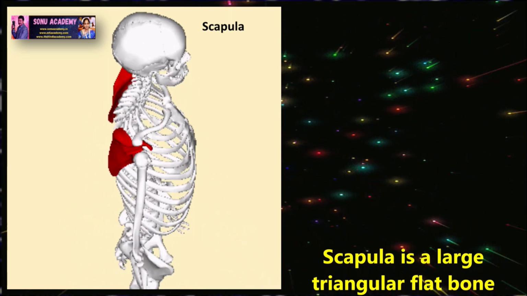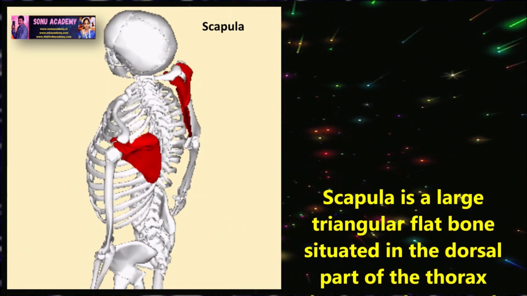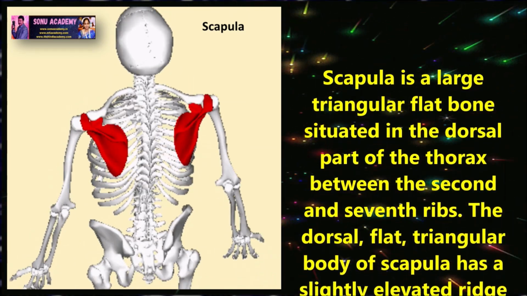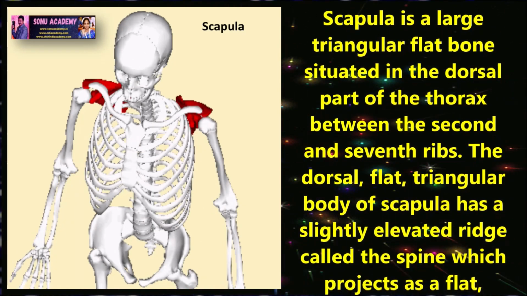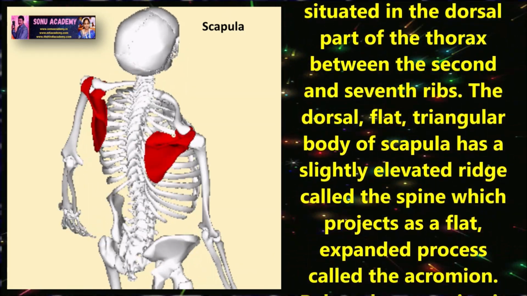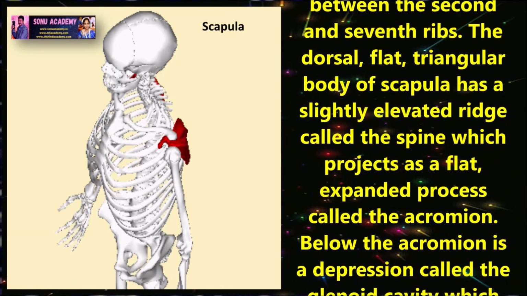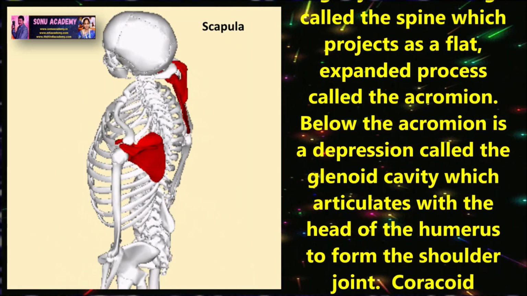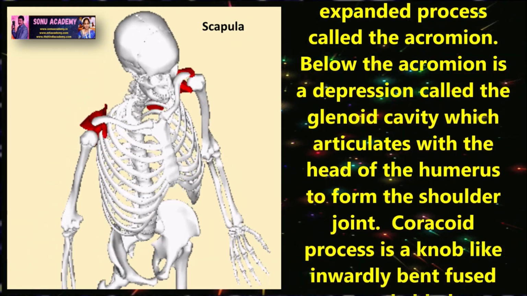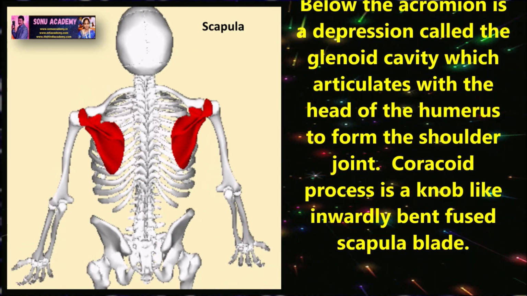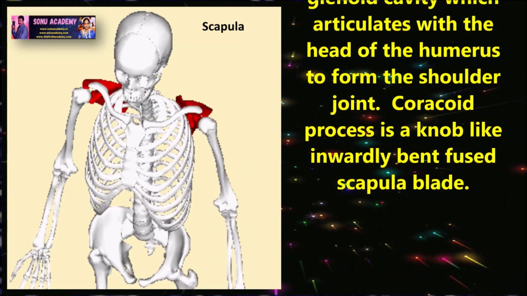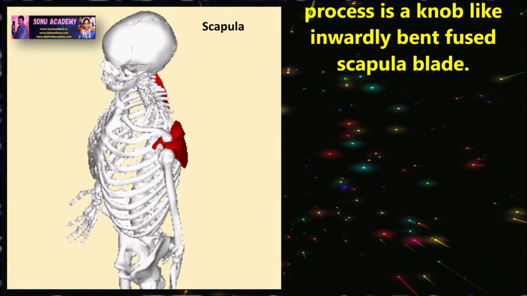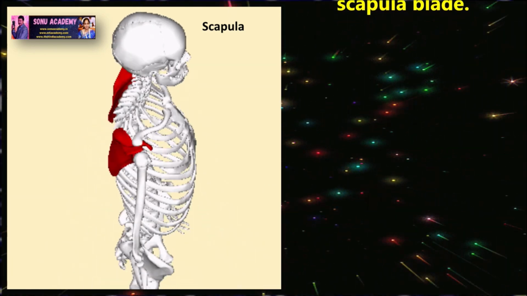Scapula. The scapula is the large triangular flat bone situated in the dorsal part of the thorax between the second and seventh ribs. The dorsal flat triangular body of the scapula has a slightly elevated ridge called the spine, which projects a flat expanded process called the acromion. Below the acromion is a depression called the glenoid cavity, which articulates with the head of the humerus to form the shoulder joint. The coracoid process is the knob-like inwardly bent process of the scapula blade.